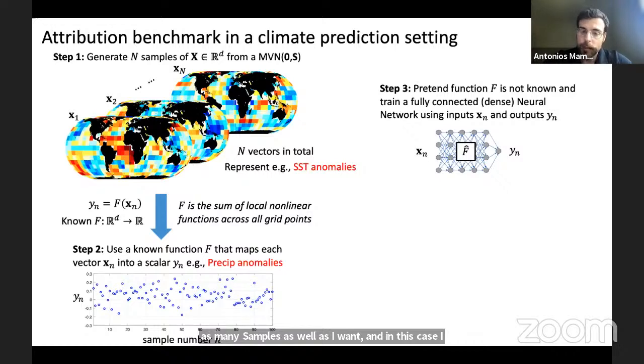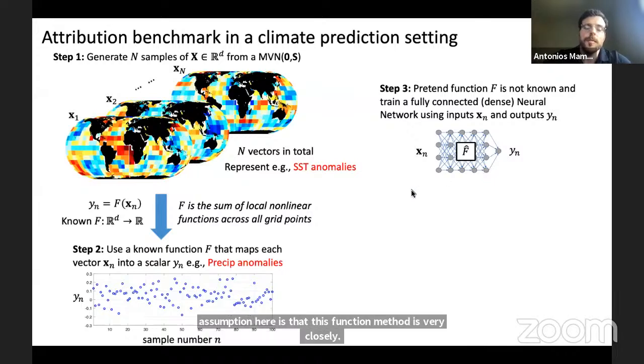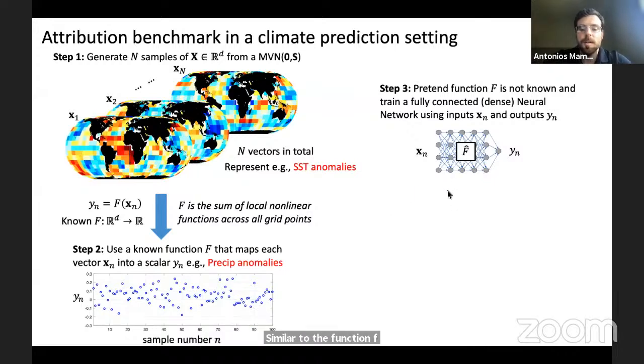In this way, I can achieve a high prediction skill and almost perfect training of the network. This allows me to assume that I have very closely approximated the true underlying function. So the assumption here is that this function f hat is very closely similar to the function f. It's not identical, but it's very close.